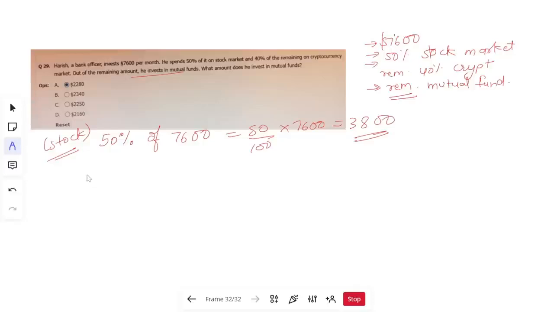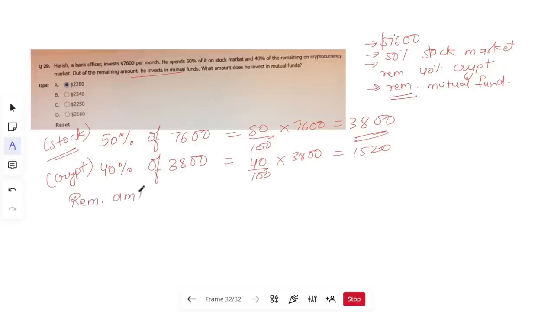So what is the amount spent on cryptocurrency? The amount spent on cryptocurrency was 40%, right? So how much are we left with? 3,800. Out of this, 40% he will invest in cryptocurrency. So 40 by 100 into 3,800. This will give the answer as 1,520. Now what is the remaining amount that we are left with? The remaining amount will be we had 3,800 minus we invested 1,520 in the cryptocurrency, so we are left with 2,280. Now 2,280 is the amount that Harish will invest in mutual fund, because that is what we have to find.